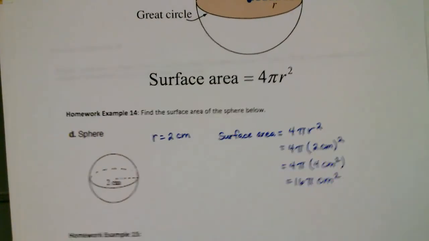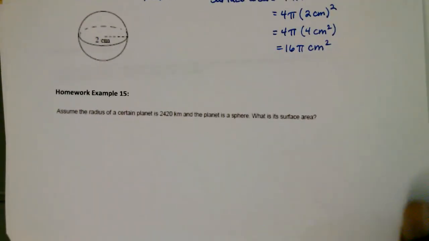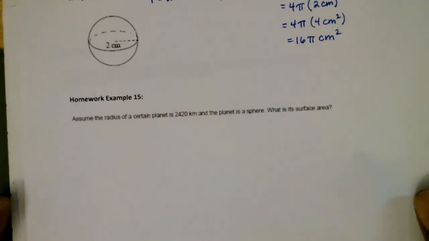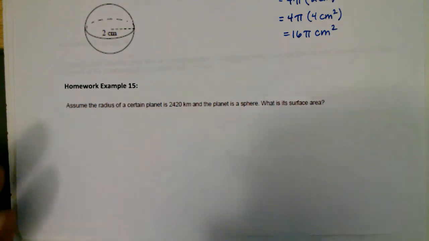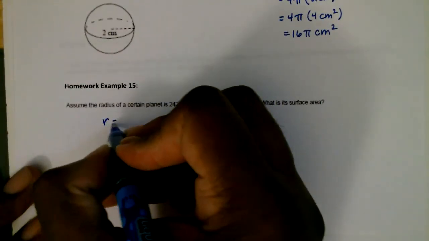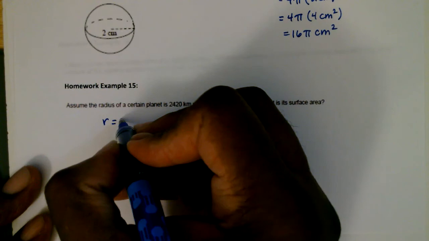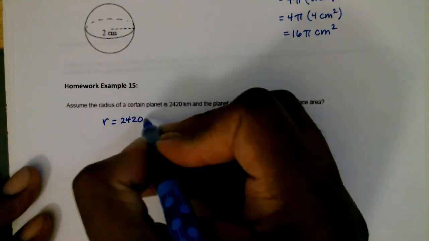Okay. And here's another example, just an application problem related to the sphere and finding its surface area. Assume the radius of a certain planet is 2,420 kilometers and the planet is a sphere. What is its surface area? So already we know what the radius is, 2,420 kilometers.